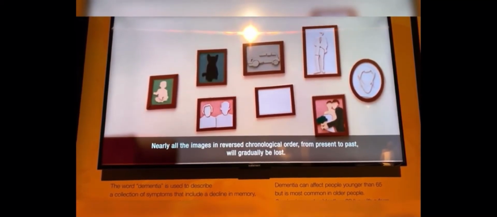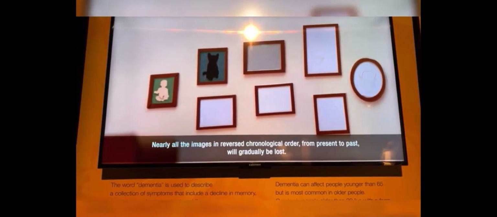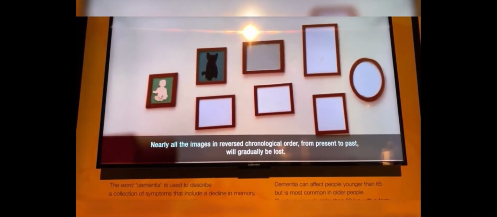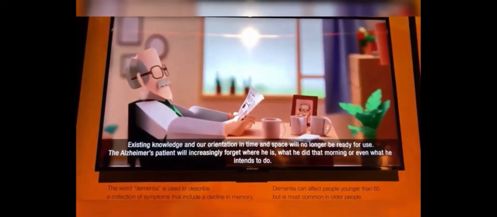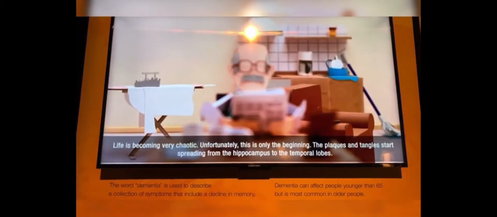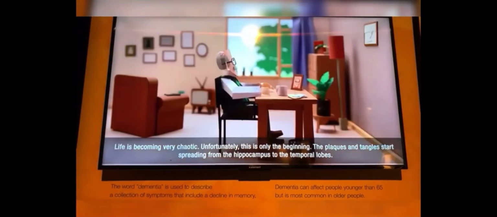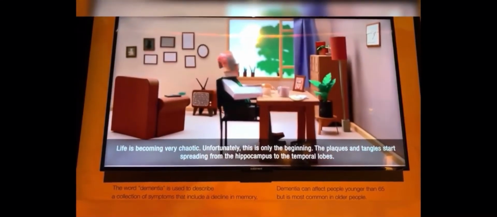Nearly all the images in reverse chronological order from present to past will gradually be lost. Existing knowledge and our orientation in time and space will no longer be ready for use. The Alzheimer's patient will increasingly forget where he is, what he did that morning, or even what he intends to do. Life is becoming very chaotic. Unfortunately, this is only the beginning.